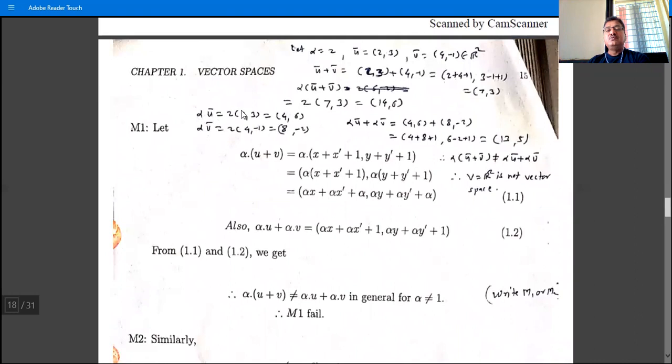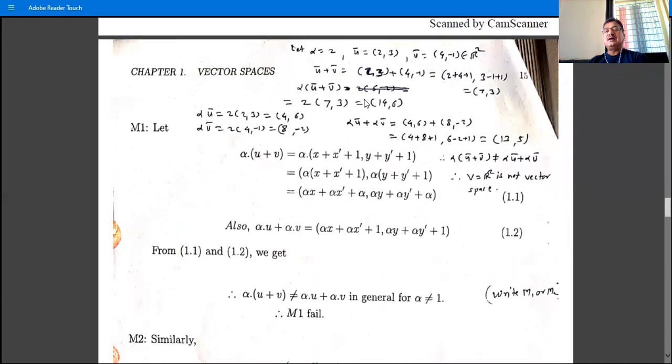Now find alpha u bar. Alpha u bar is what? Alpha is 2, u bar is (2, 3), and it is (4, 6). Alpha v bar is 2 times (4, minus 1), which is (8, minus 2). And what is alpha u bar plus alpha v bar? It is (4, 6) plus (8, minus 2), which is (4 plus 8 plus 1, 6 minus 2 plus 1) by using the definition given in the problem. And it is (13, 5).